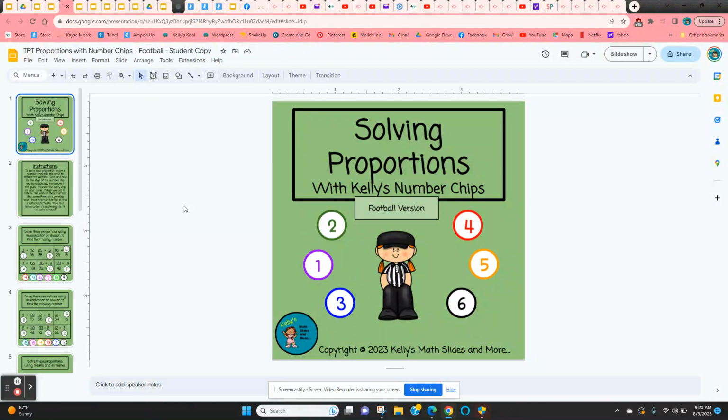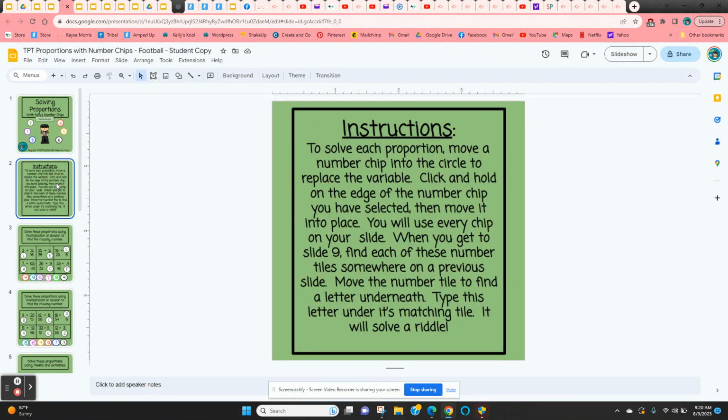Solving proportions with number chips. This is the football version. So, this is a digital lesson. It's a lot of fun for the students. It's a good practice in solving proportions. Instructions are on slide 2.